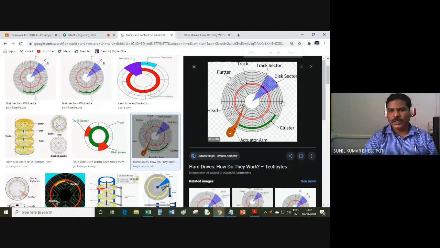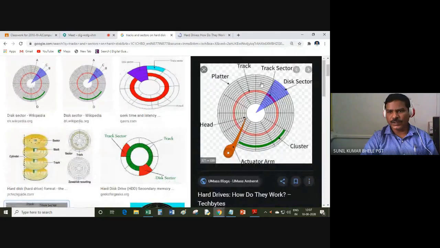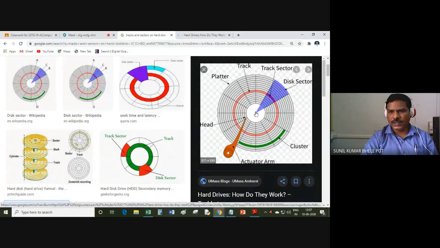So in this image you can see these are the tracks, concentric circles on the hard disk, and each track is divided into sectors. It is called disk sectors, and this portion is called a cluster. In each sector it will store a bit of information.